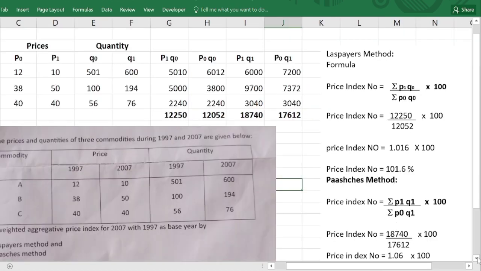So dear students, in this way we calculate the price index number by using the Laspeyres formula and Paasche formula.